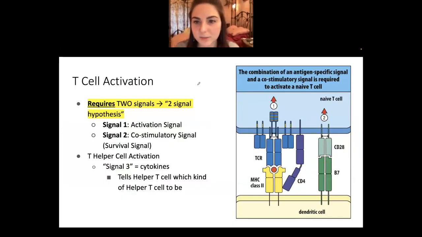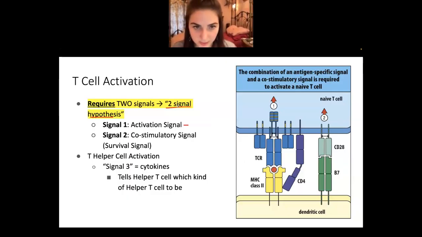But we're going to talk about activation of a T cell first. Just like B cell activation, T cell activation requires two signals. It's the two signal hypothesis. This is really the body's way to make sure that you really want to activate the T cell, that you didn't just accidentally activate it. So the activation signal is pretty much going to be the same as in B cell activation. It's either going to be the T cell receptor binding to an MHC class 2 or an MHC class 1.